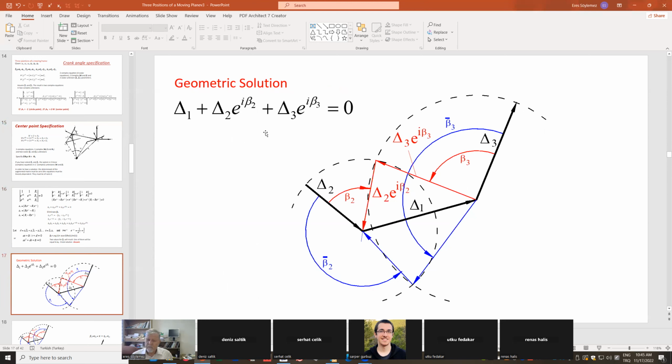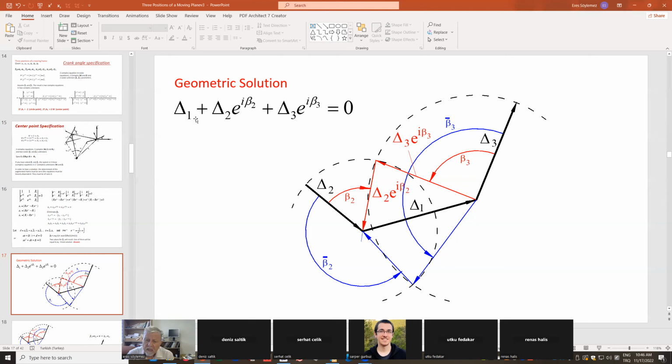Geometrically, consider this vector equation: delta 1 plus delta 2 e to I beta 2 plus delta 3 e to I beta 3. This is a linear vector equation, a loop equation. The loop has to be closed, a polygon. Now, forget about e to I beta 2, beta 3: multiplication of a vector in complex numbers by e to I beta is a rotation operator.